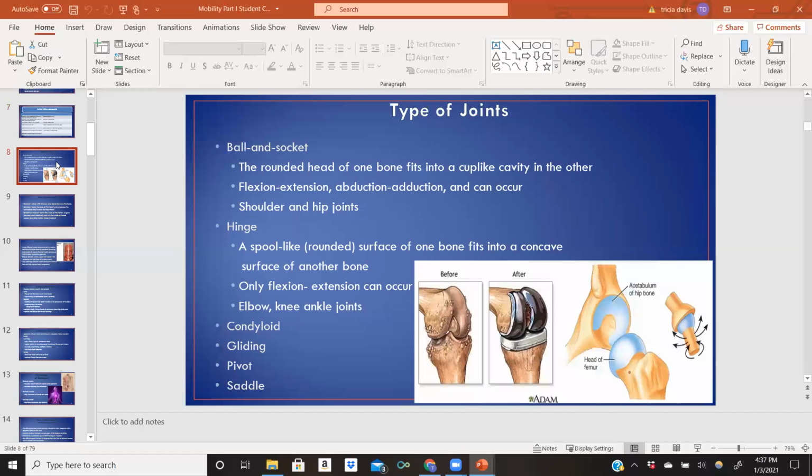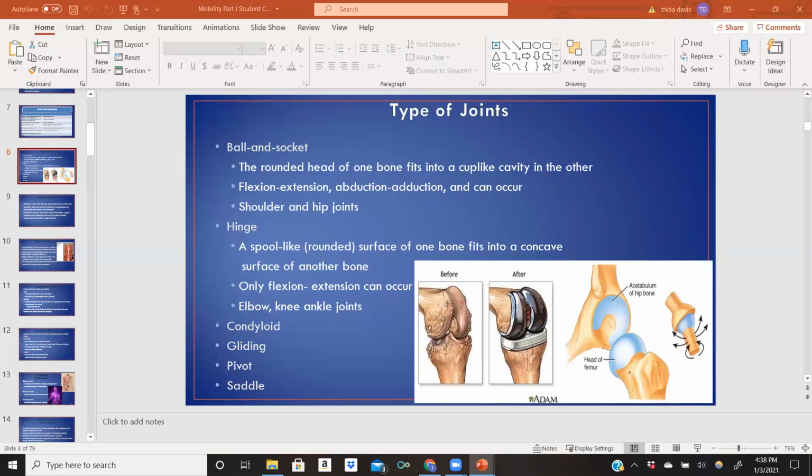So just a little review. The types of joints: there are several types of freely movable joints in our bodies. They include the ball and socket, which is the rounded head of the bone that fits into a cup-like cavity. In this one, flexion, extension, abduction, adduction, and rotation can occur, like in your shoulder or your hip joints.